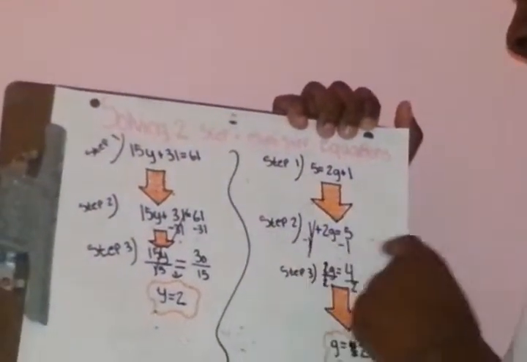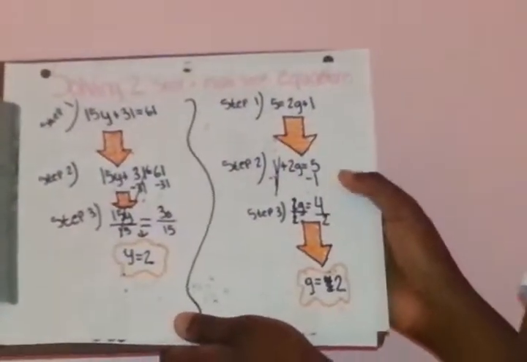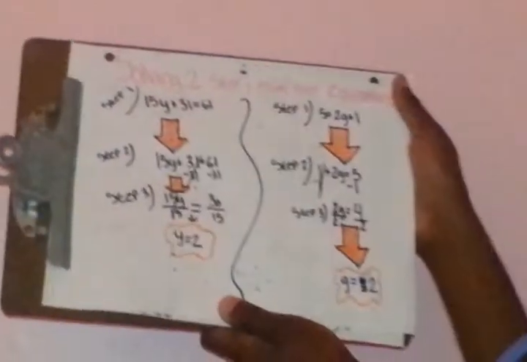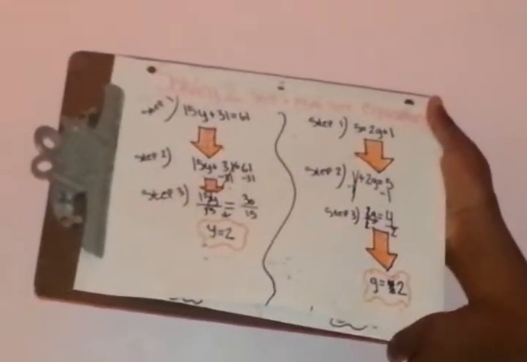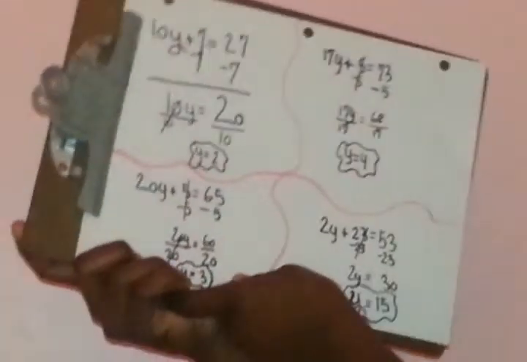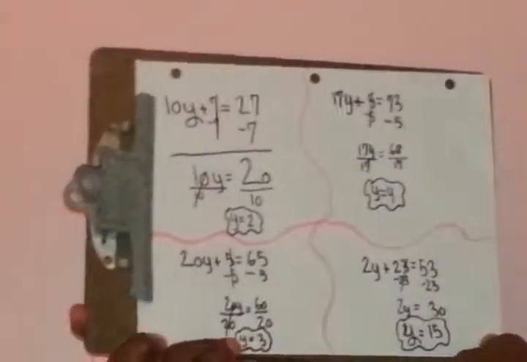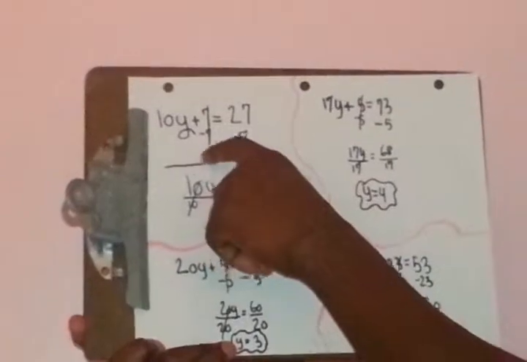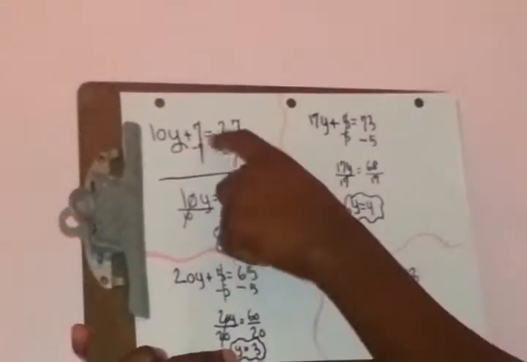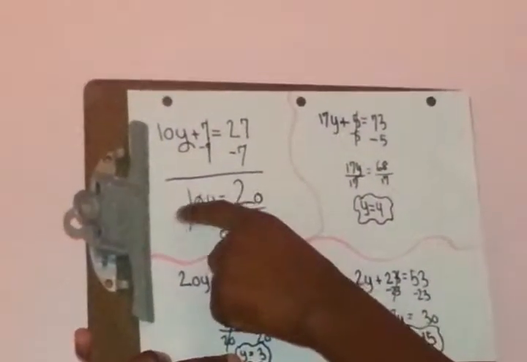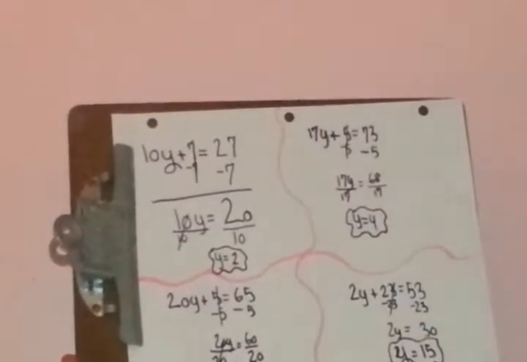So you would subtract 1 from each side, because what you do to one side you have to do to the other, and then it would be 2g equal 4. That's what you would be left with. So you divide 2g by 2 and 4 by 2, and that will give you g equal 2. Alright, our next couple of problems is 10y plus 7 equal 27. You subtract 7 from both sides, and then that will leave you with 10y equal 20. So you have 10y equal 20. And then you divide 10y by 10 and 20 by 10. And that will give you y equal 2.